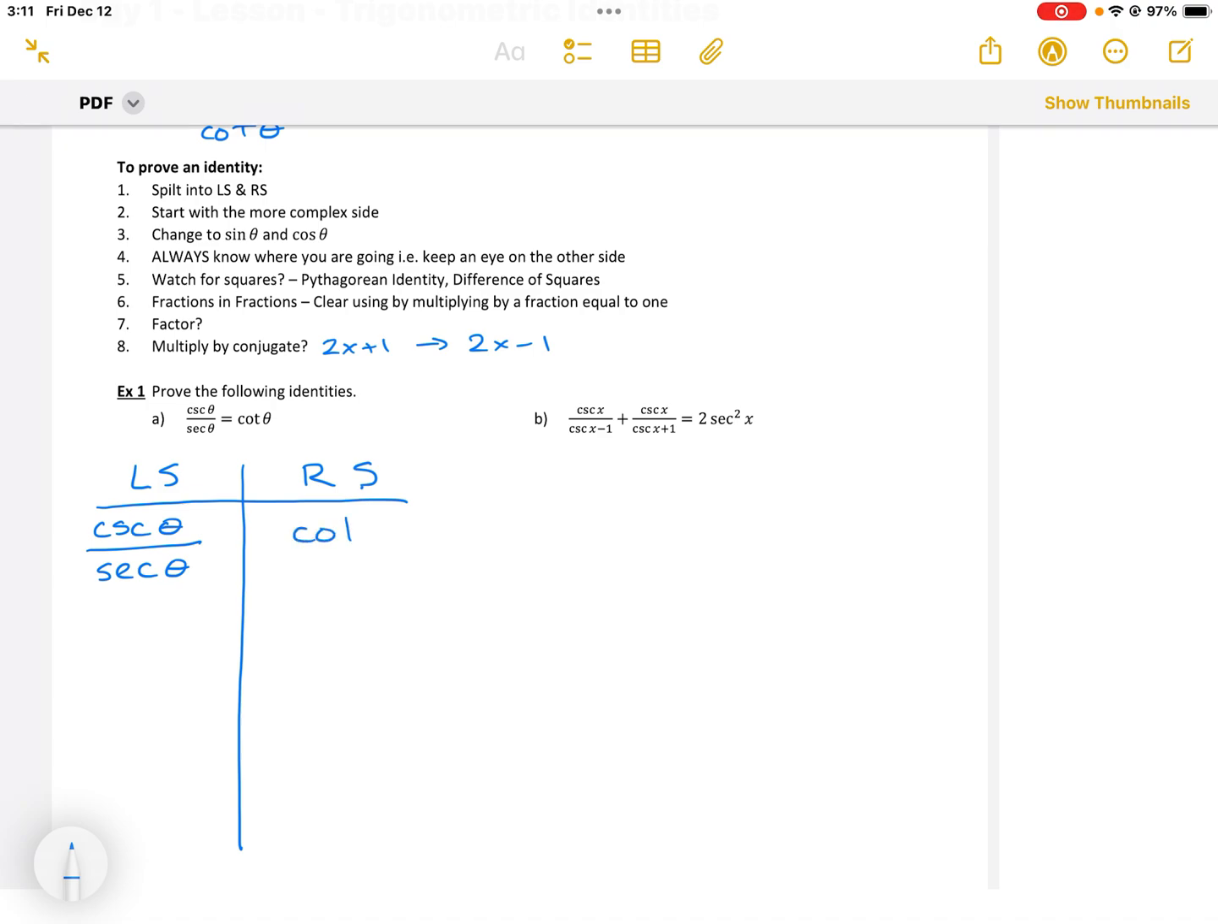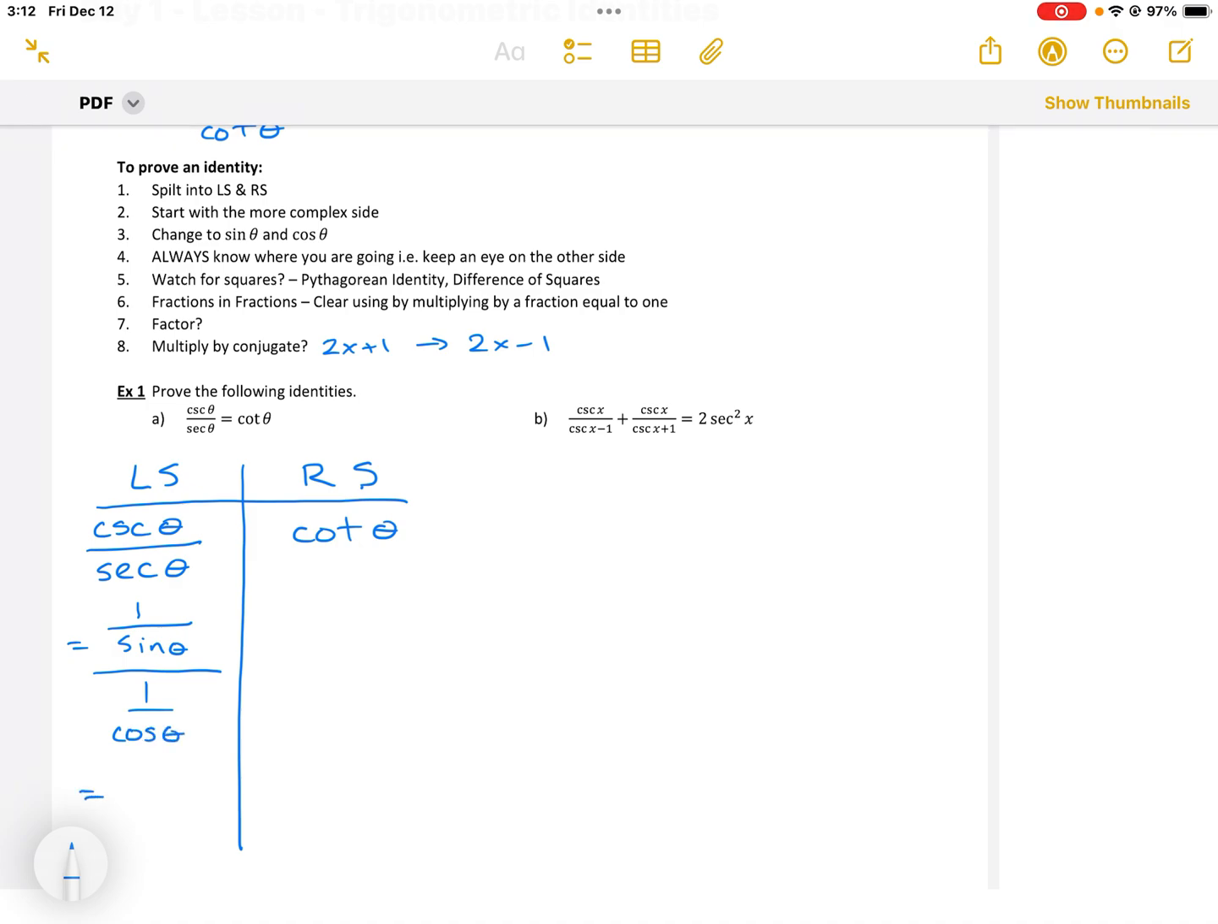So let's look at an example. I can see that my left-hand side is cosecant theta over secant theta. And so I'm going to start with that left-hand side, and I'm going to rewrite both of those expressions in terms of sine and cos. So I know that cosecant theta is 1 over sine theta, and I also know that secant is 1 over cos theta.